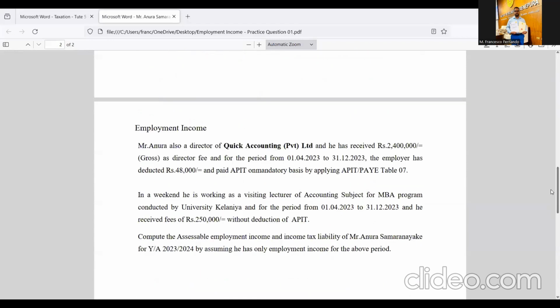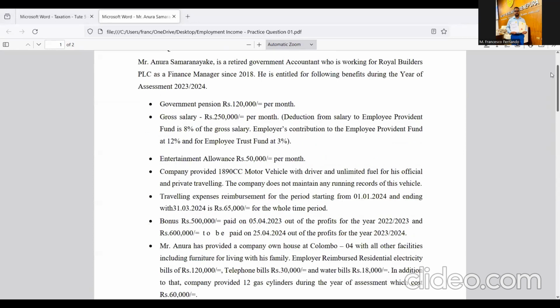Here in the requirement, they are asking to compute the assessable employment income and the income tax liability of Mr. Anura for the year of assessment 2023-24, assuming he has only employment income for the above period. So in a sum, it's better to read the requirement rather than starting directly with the question itself. They are asking to prepare the employment income. Now we can start with the adjustments.